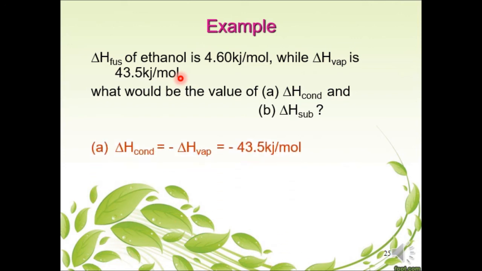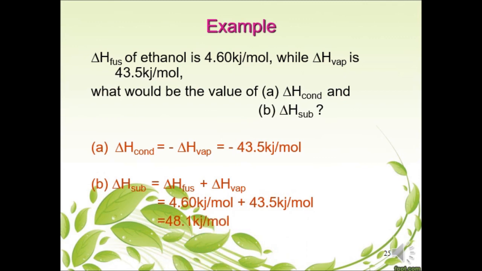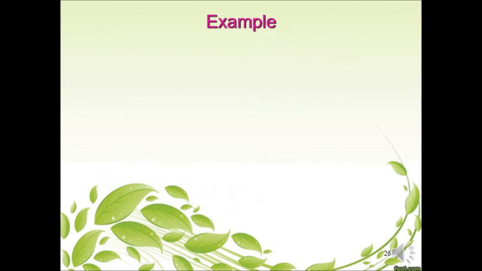How to solve this? Because you are given the vaporization, it's the opposite of condensation. So you just reverse the sign of the value. So if vaporization here is a positive value, therefore condensation will be negative. How about sublimation? Sublimation is from solid to gas. So we use both fusion and vaporization to calculate sublimation. So we can get 48.1 kilojoule per mole for the enthalpy change of sublimation for ethanol.